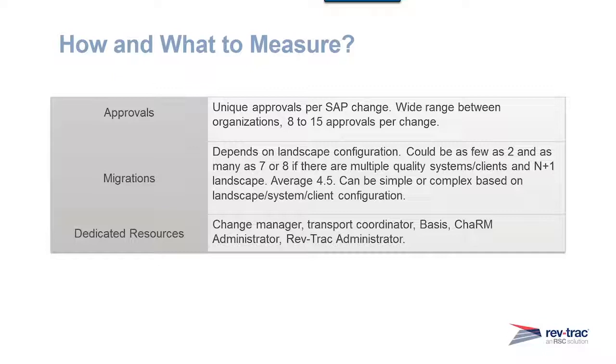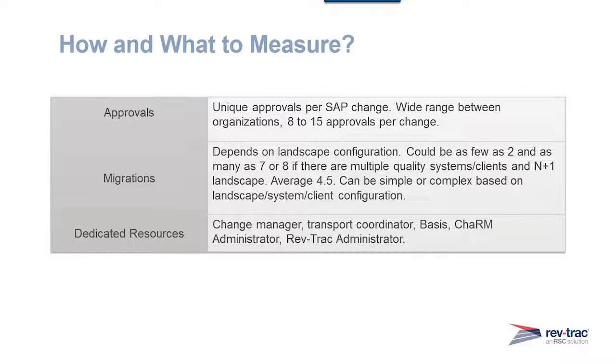And so really this needs to be averaged since all SAP changes are not handled in the same way. For example, security or role changes might have a really streamlined and simple approval process when compared to a finance-related change or a change subject to FDA regulations or other regulations. So not all approval steps are the same. So we normally see customers fit in that 8 to 15 per change approval range. Migrations also need to be calculated as an average.